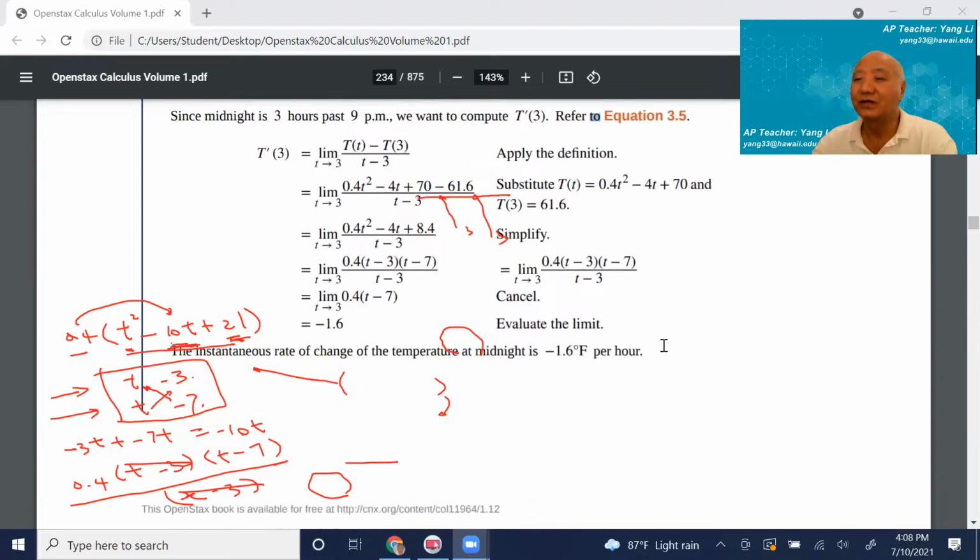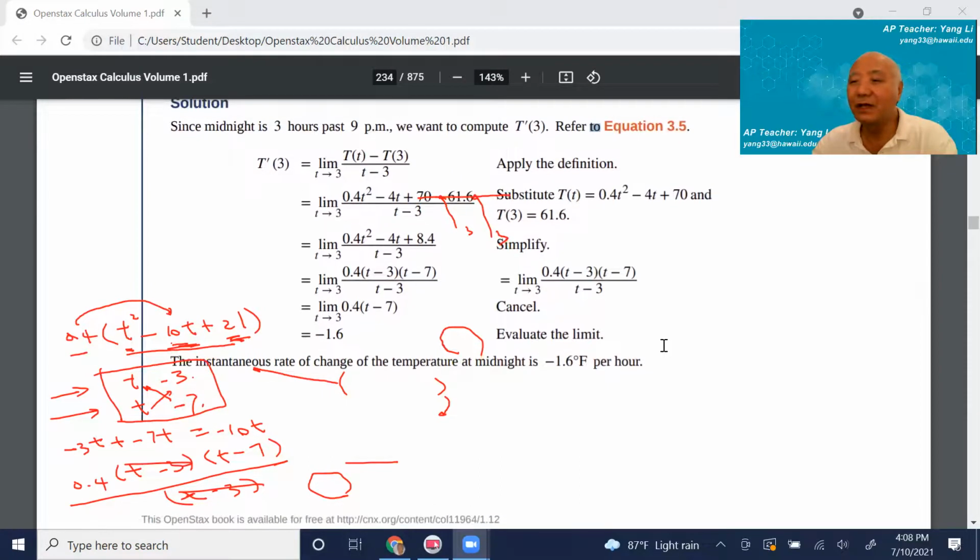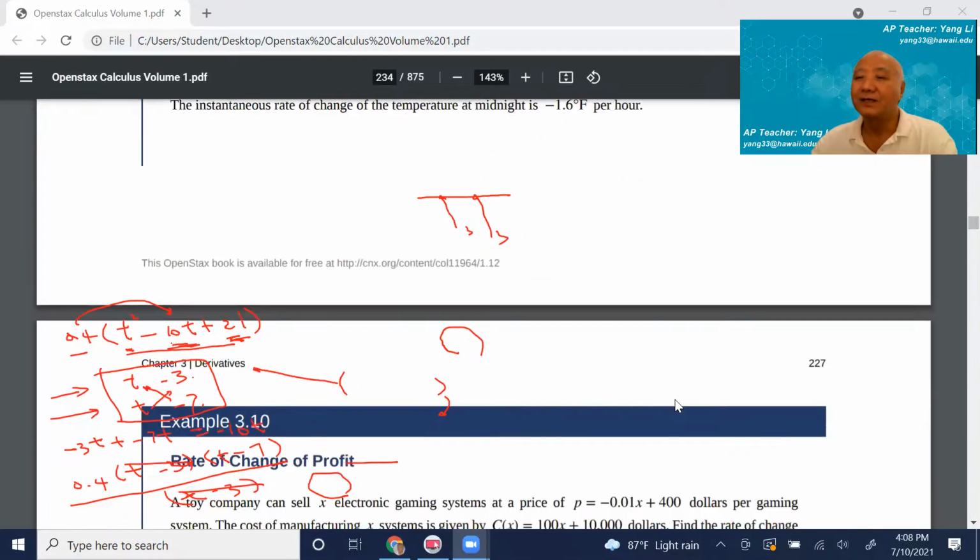So from there, we can see that the instantaneous rate of change of the temperature at midnight is negative 1.6 Fahrenheit per hour. It means every hour, the temperature decreases by 1.6 degrees Fahrenheit, okay?